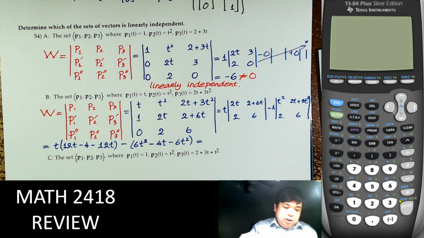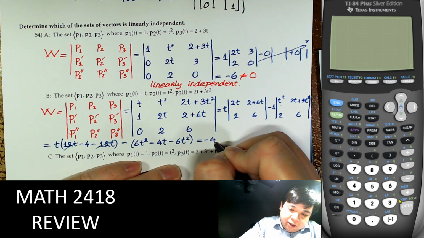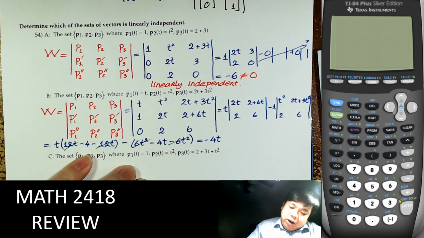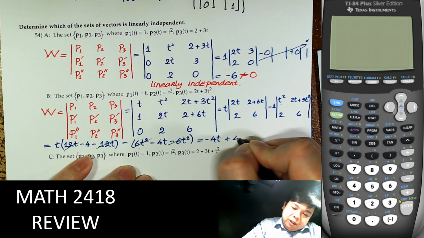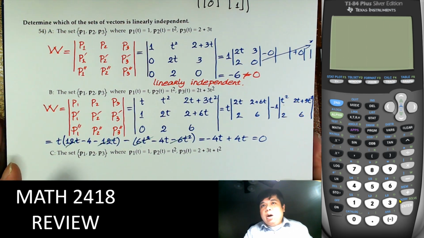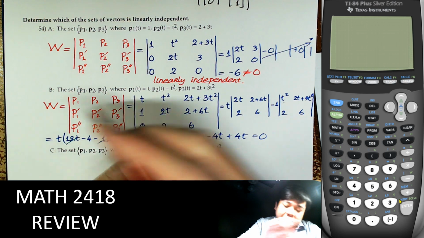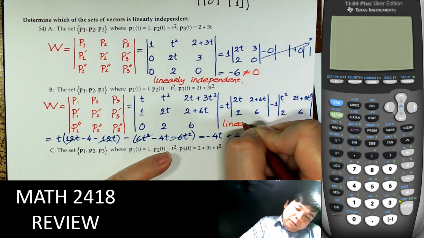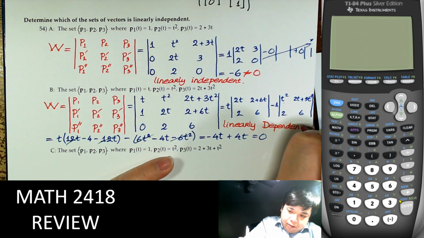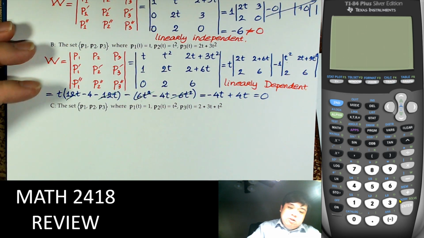So, the 12t cancel. We have negative 4t, and the 6t squared cancel out. That plus 4t equal to 0. So because the Wronskian is equal to 0, we say the vectors, in this case the polynomials, are linearly dependent. Right. Same thing on the next one. Just find the Wronskian.